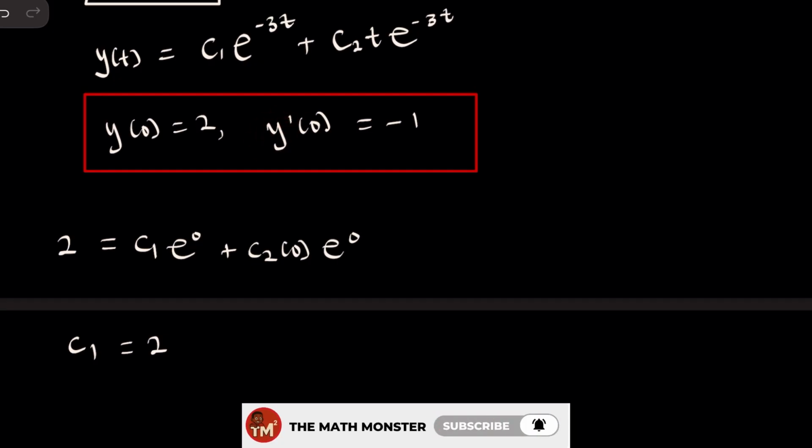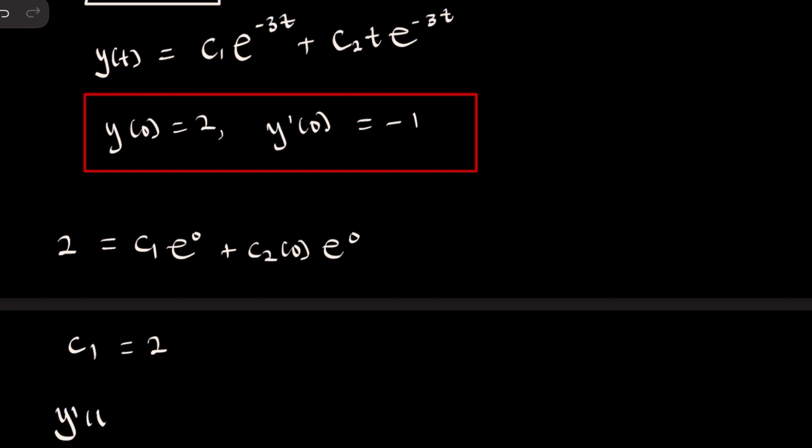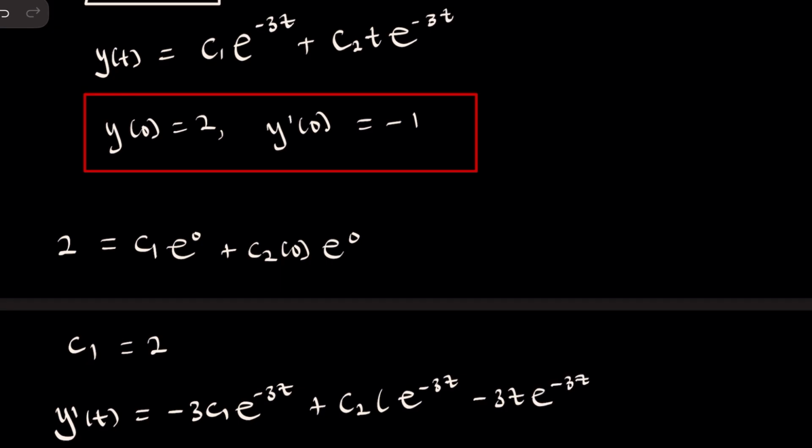So now let's differentiate y(t). y'(t) will be equal to -3 c1 e^(-3t) plus, to differentiate this term we have to apply the product rule, c2 times e^(-3t) minus 3t e^(-3t).